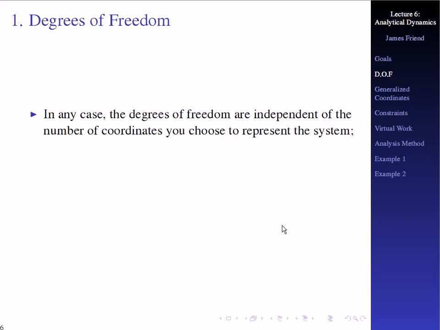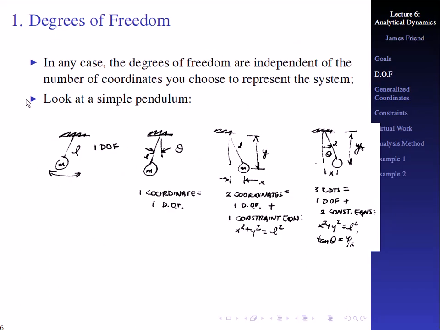In any case, the degrees of freedom are independent of the number of coordinates you choose to represent the system. And this is an important thing to remember, that this is always true. If we look at a simple pendulum, you're not going to change the number of degrees of freedom of the system because you change the number of coordinates that you have. After all, if this pendulum is moving back and forth in a plane, then it has exactly 1 degree of freedom, no more, no less.